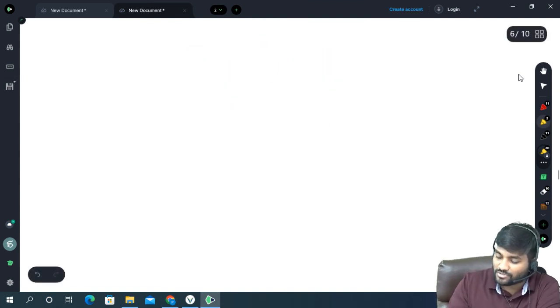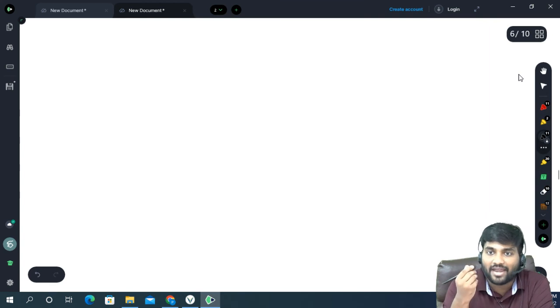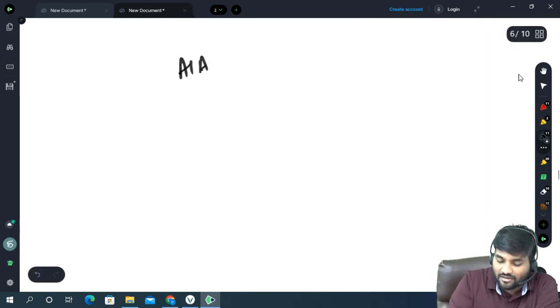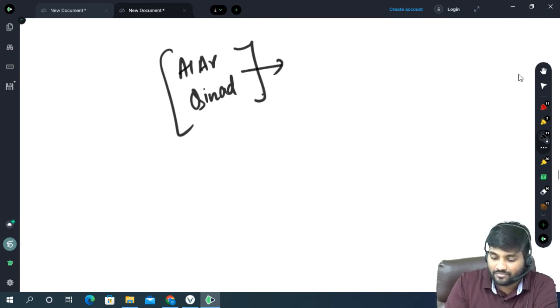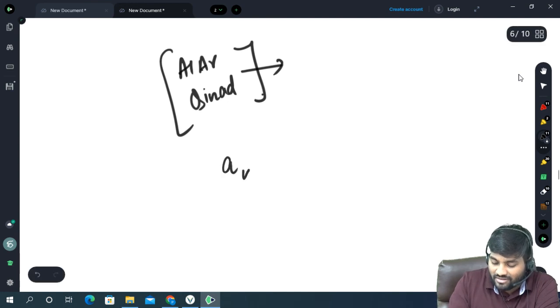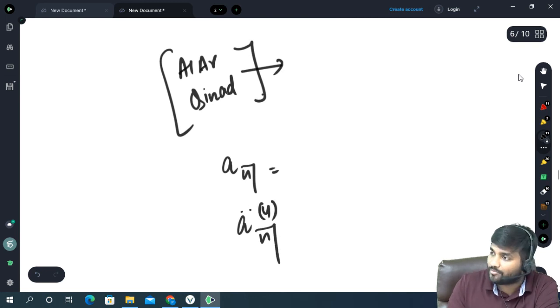So now let's say suppose instead of being paid annually in arrear, now they are paying quarterly in advance, then what will happen? From annually in arrear, if they are saying quarterly in advance, then what will happen? Basically, they will give us the value of AN. From here, we need to calculate A du n 4.